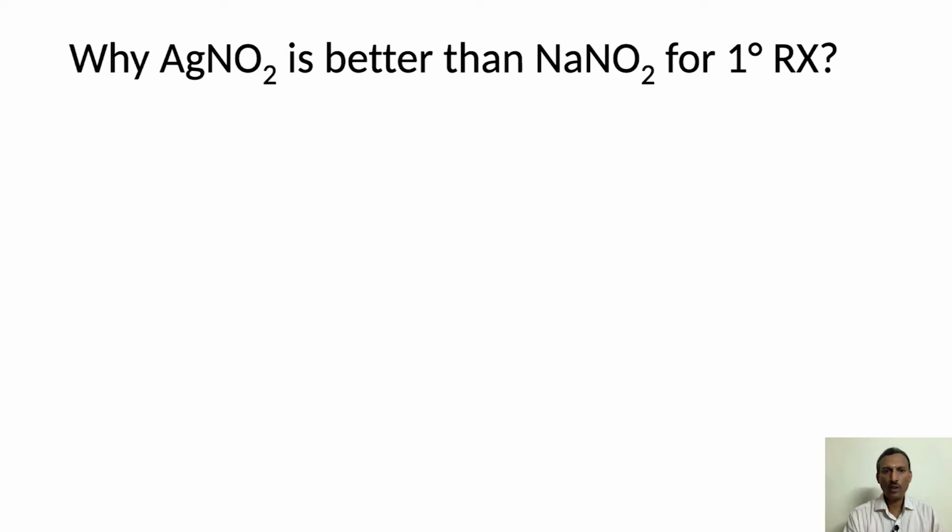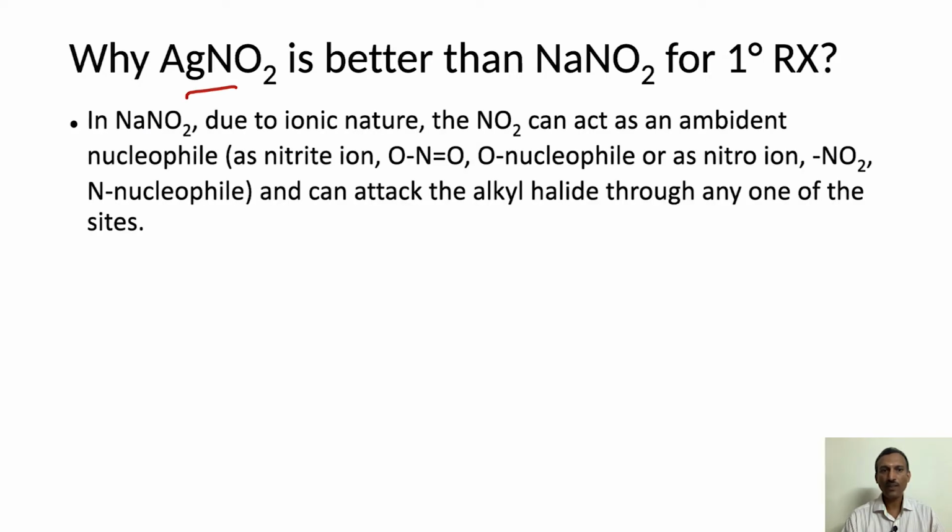Now we will be looking at why silver nitrite is better than sodium nitrite for the primary alkyl halide reactions. The sodium nitrite exists in an ionic nature, that means the structure is basically ionic. The nitrite ion is actually an ambident nucleophile. That means it can react both at nitrogen and at oxygen. So we get the alkyl nitrite when the reaction occurs on oxygen, and it is a nitro product when the reaction occurs at the nitrogen center.